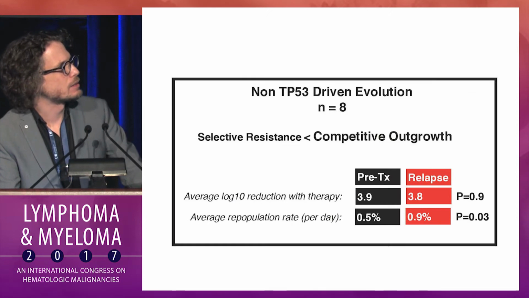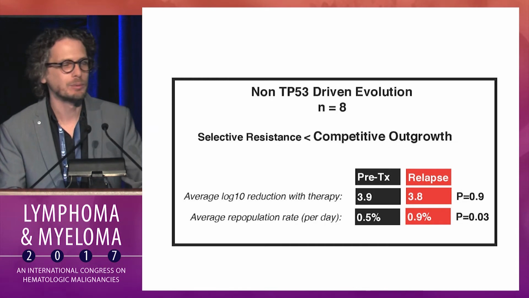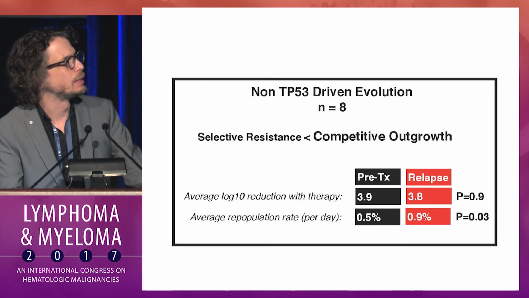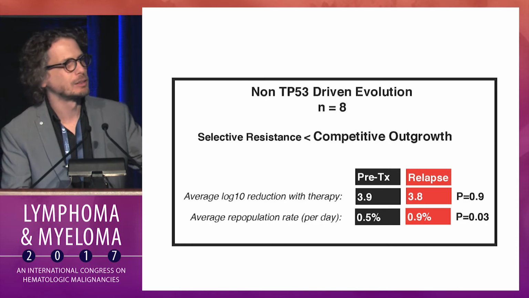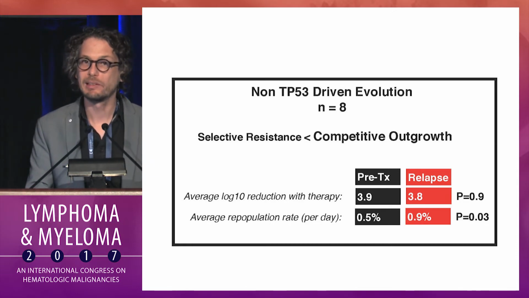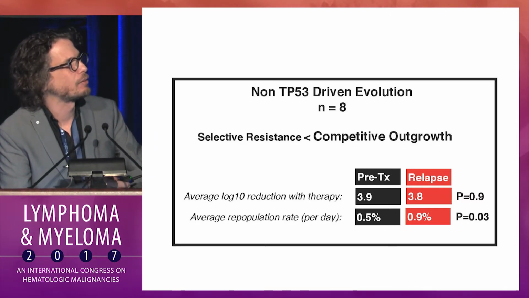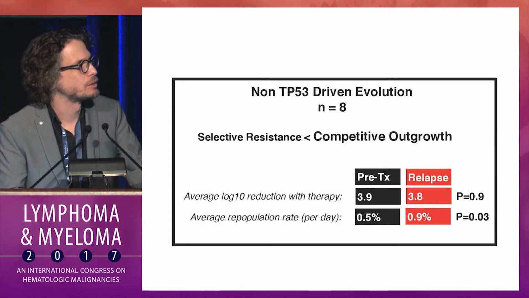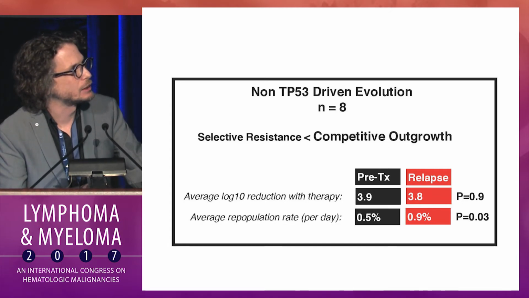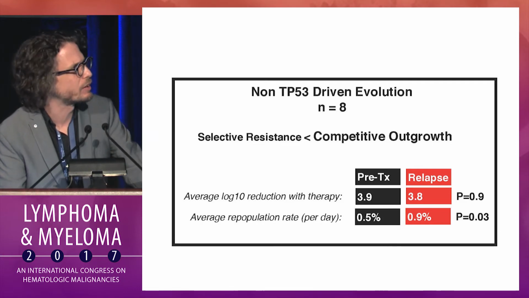And by the way, this type of pattern, where the sensitivity to the drug was equal between the two clones, the pre-treatment and the relapse, and what allowed the relapse clone to win the race was its ability to grow back faster, was consistent in samples that did not have TP53 mutations. So in those samples, the reduction with therapy, the sensitivity, was similar, and what allowed the relapse clone to dominate the relapse disease was its ability to grow back faster.